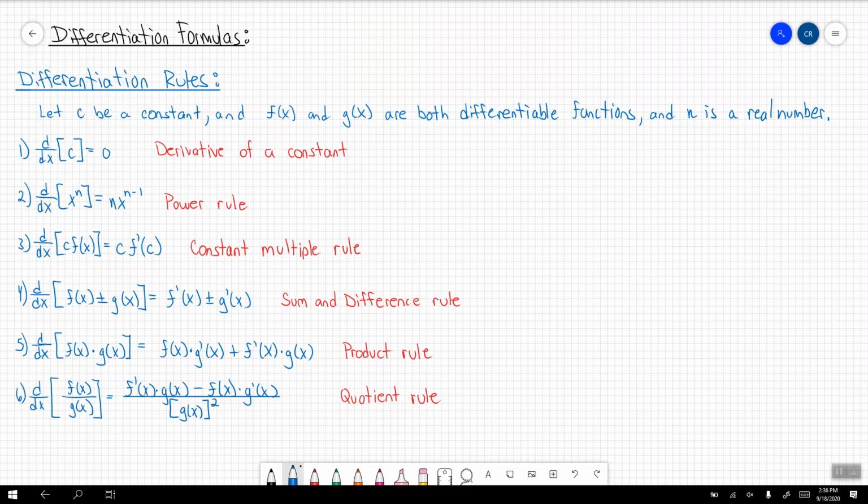Number 2, this says that the derivative with respect to x for some x to the power of n, and again this is going to be some power function, then what we do is we take that exponent n, we drop it forward, and then we subtract 1 from the exponent. The result will be our derivative.